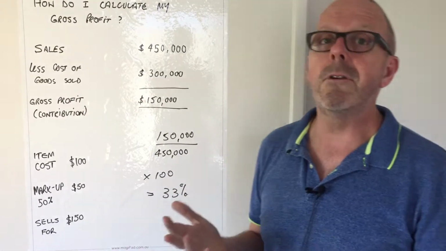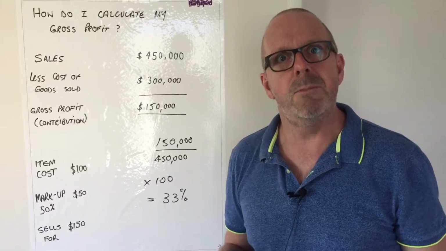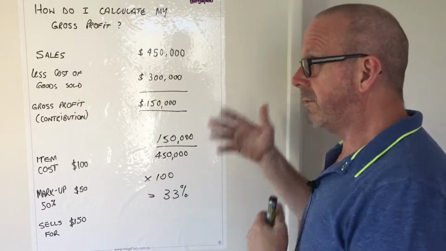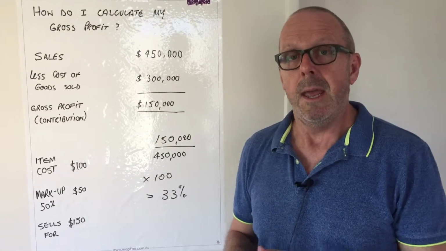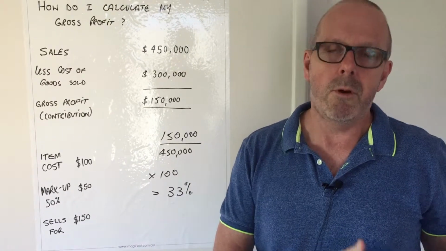Now a lot of people find that very confusing and can't understand the relationship. But I mark up my products by 50%. How come my margin's only 33%? That's the reason why. The contribution margin or your gross profit margin is very different to your profit markup.